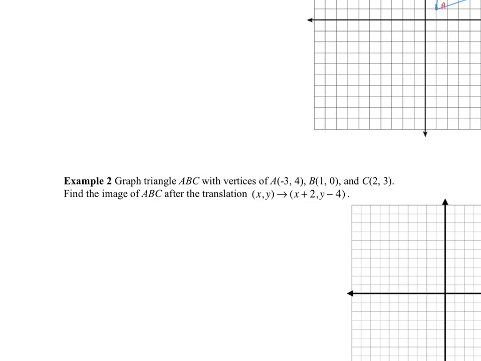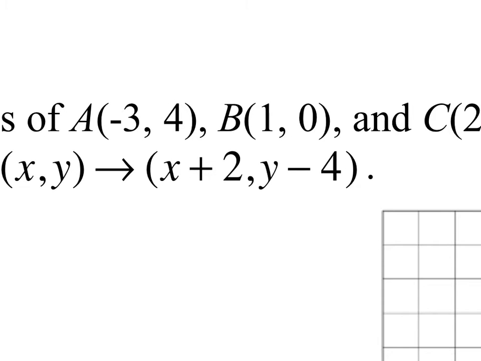So this one's a little different. Graph triangle ABC with the vertices A(-3, 4), B(1, 0), C(2, 3). Find the image of triangle ABC after the translation where you do x plus 2, y minus 4. So I'm going to be adding 2 to my x value, or going right 2, and then going down 4, or subtracting 4 from my y value. So I'm going right 2 and down 4.